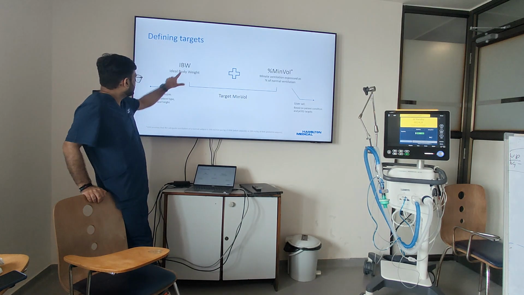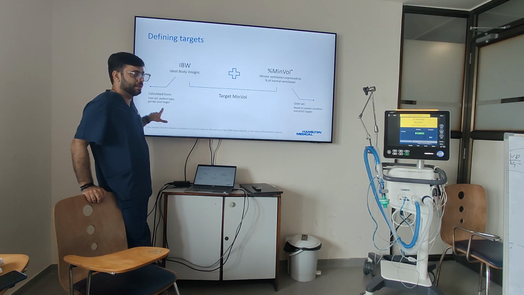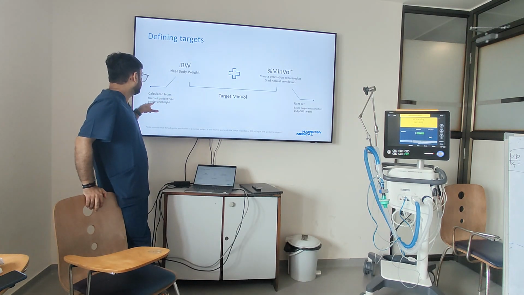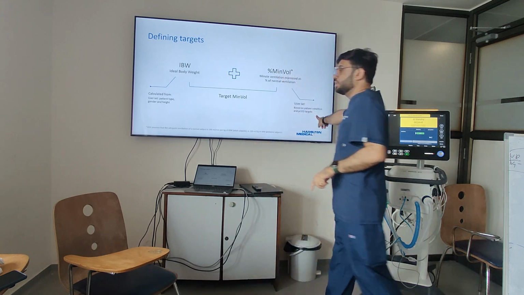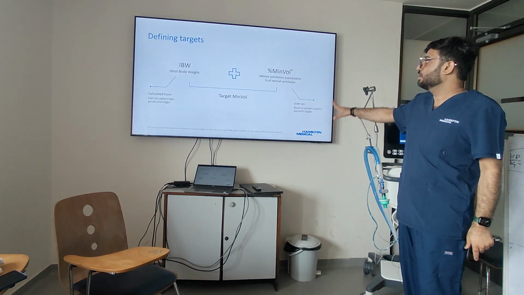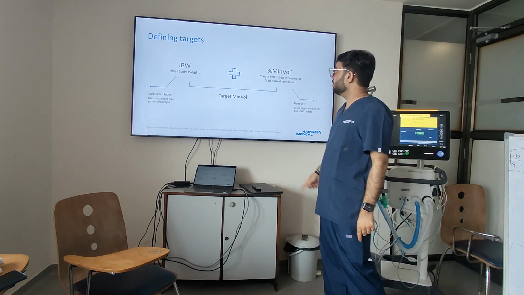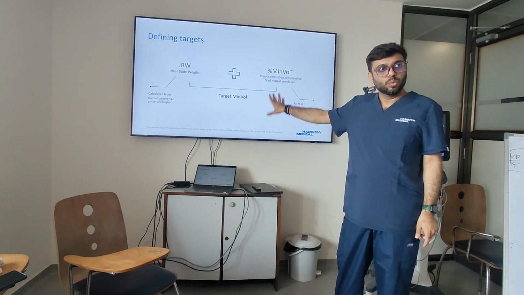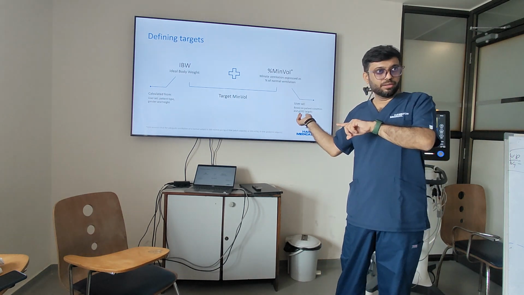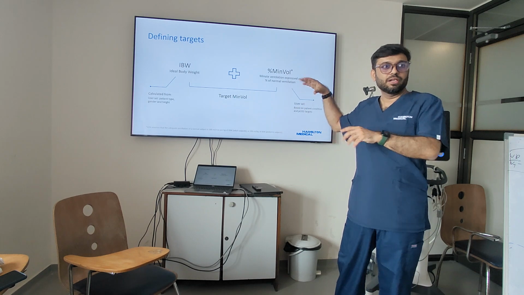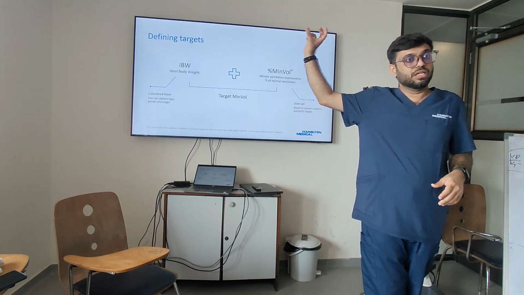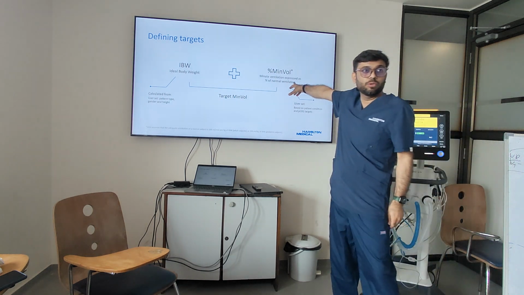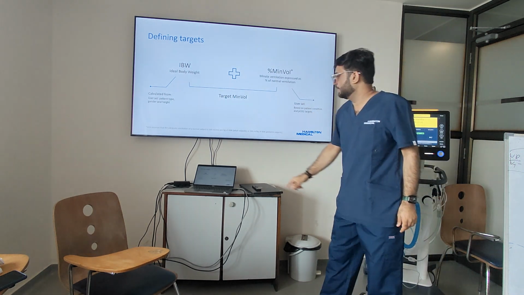So this ideal body weight is going to be calculated by the user-set height and the gender, and then the percentage minute volume based on your patient condition and the PCO2 targets you want to get, and based on that you will get the target minute volume. I already showed how you change the height and how you get the minute volume. If you still want to change the minute volume target, you can change the percentage minute volume as per your condition.